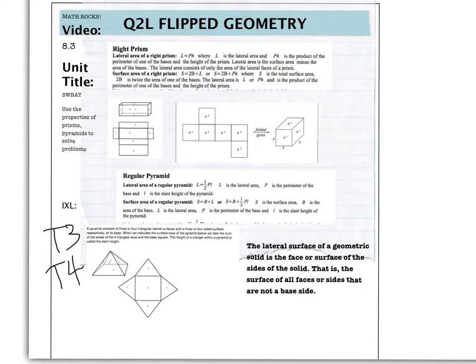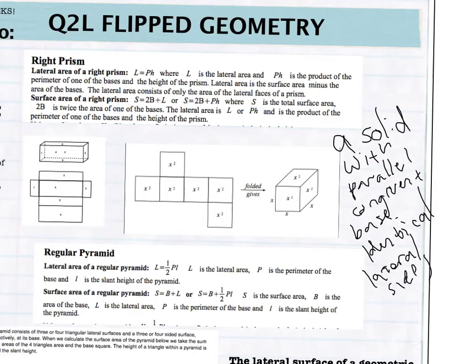Today, we are going to be learning about prisms and pyramids. So I want to talk a little bit about what those things are. A prism is a solid with parallel congruent bases and identical lateral sides. And I'm so sorry that I don't have a stylus right now.